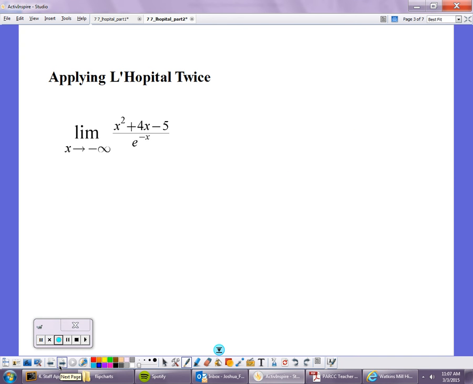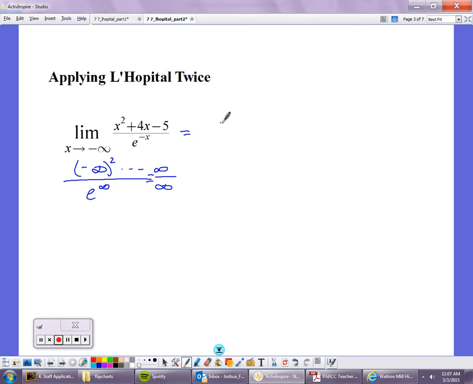Here's a case where we're going to have to apply L'Hopital twice. We actually saw this already once, but I'll show you again. So check again to make sure we can't use direct substitution. If I do that, I get negative infinity squared, and then this other stuff doesn't really matter, over e to the infinity. So I end up basically with infinity over infinity, which is an indeterminate form.